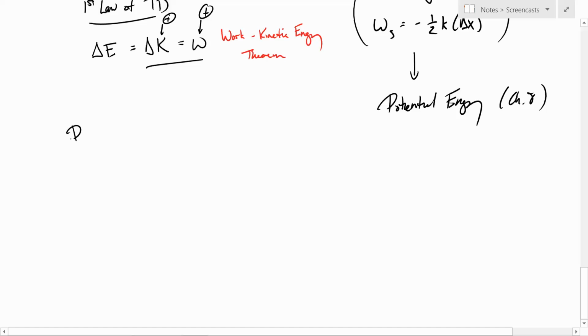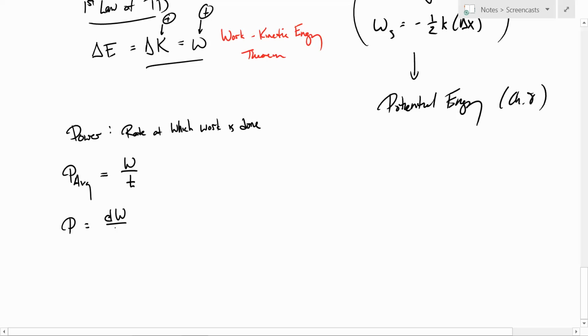One other thing was power, which we can think of best as the rate at which work is done. So the average power, just like the average velocity is how far you went over how long it took you, is the work done over the time. There's nothing weird about this. This is the work, this is the time, there's no calculus, there's nothing odd. The instantaneous power, then, would be the time derivative of the work.